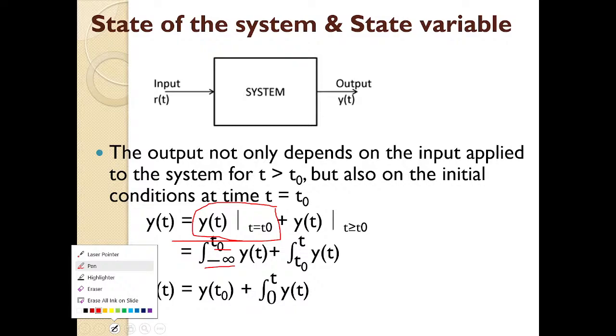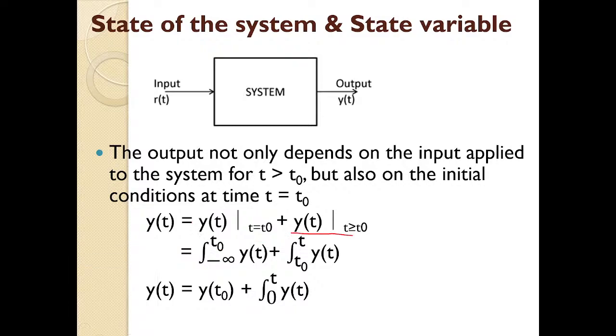Okay, so let us see the second part. The second part of the output is obtained at t greater than or equal to t0. Part 2 of the output will depend on the output obtained for the time interval from t equal to 0 to t. So these are the two parts of the output. You can rewrite it as y of t equal to y of t0 plus the integral from 0 to t of y of t.